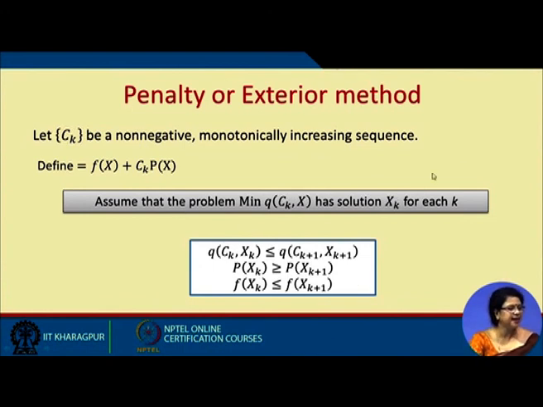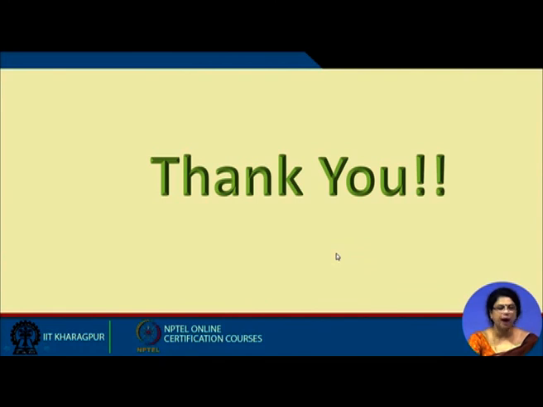There are certain other properties of the exterior penalty function method: the q values are always increasing, the p values are always decreasing, whereas the f value is getting better. We have to prove this fact, and I will prove it in the next class.